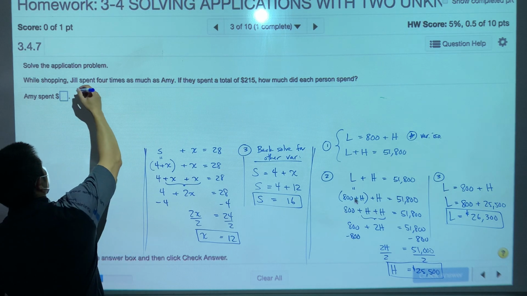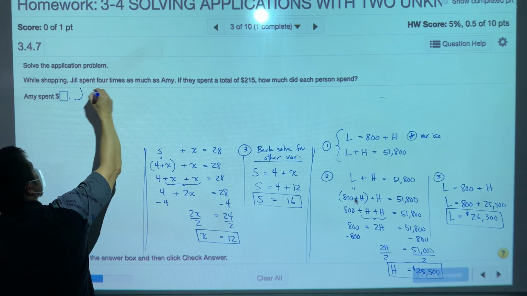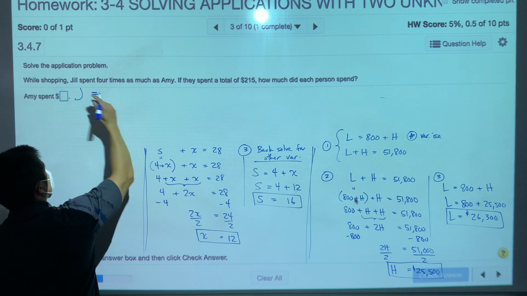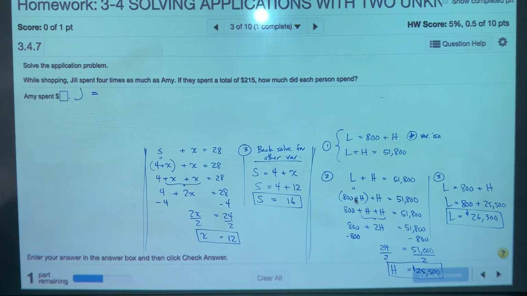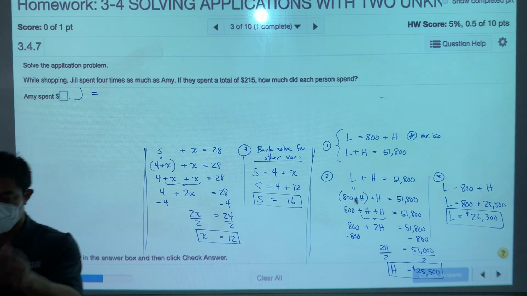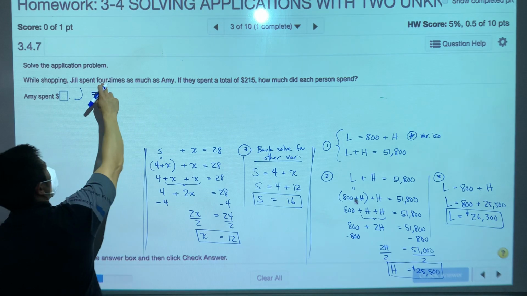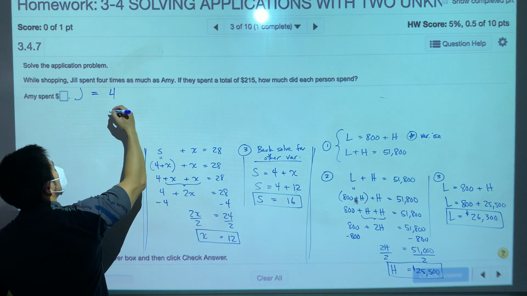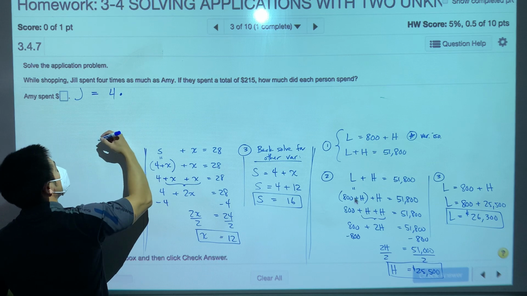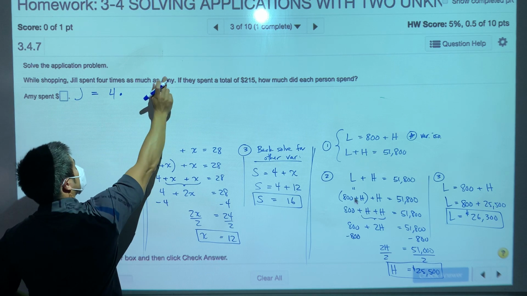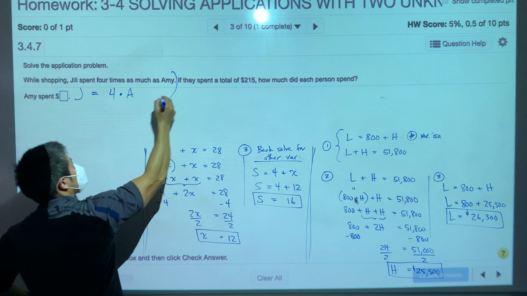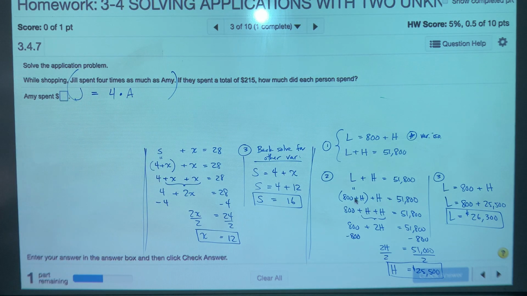Let's translate this one. Jill's spending is, that's all that says right there. In other words, Jill's spending is the following. Jill equals 4 times as much as Amy. There it is. Done. All of this is wrapped up in that equation. You guys with me so far? Questions about that? Okay, let's go to the next one.